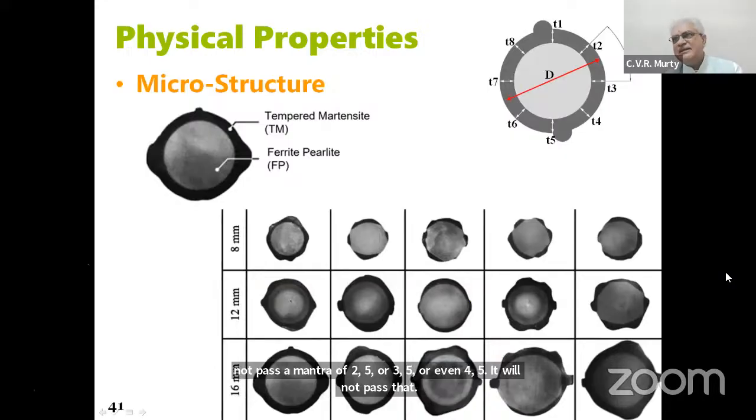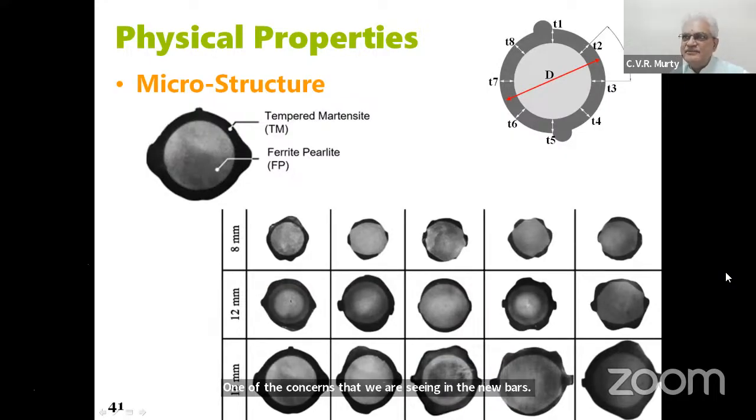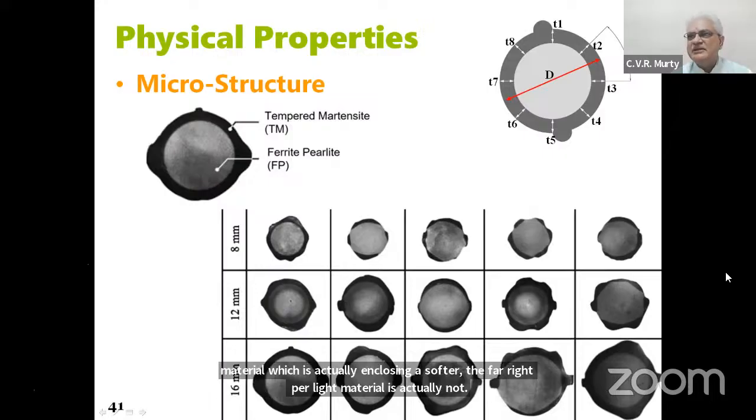One of the concerns that we are seeing in the new bars is that the uniform TM ring that we are supposed to see, the tempered martensite ring on the perimeter, which is a hard material, which is actually enclosing a softer ferrite pearlite material, is actually not getting developed fully. And hence, we are seeing a rupture again when the bars are being bent.